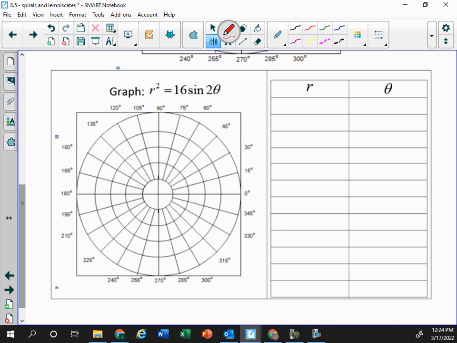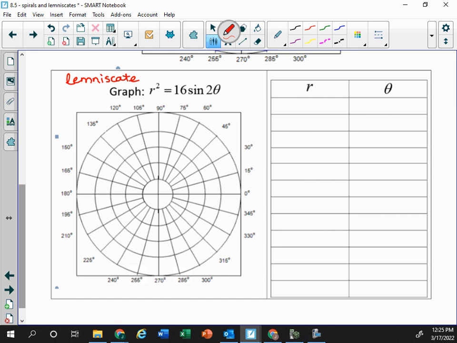What do you notice that's different about this one? R squared. When you see R squared, that tells you this is a lemniscate. L-E-M-N-I-S-C-A-T-E, lemniscate. We are not going to make a table of values for this. They're pretty simple to graph.